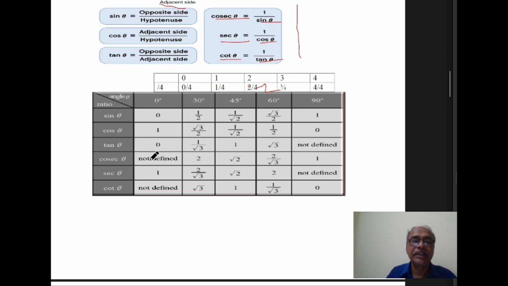And if we go to cosec theta, it equals the reciprocal of sin theta. So it is 1 by 0, not defined. This is 1 by 1 by 2, that equals 2. This is equal to 1 by 1 by root 2, equal to root 2. That is equal to 1 by root 3 by 2, equal to 2 by root 3, and that is equal to 1 by 1, equal to 1. Similarly, we get the values of sec theta and cot theta.